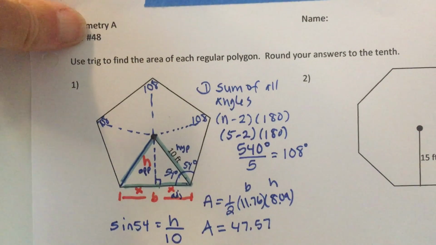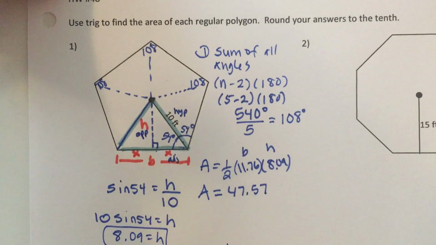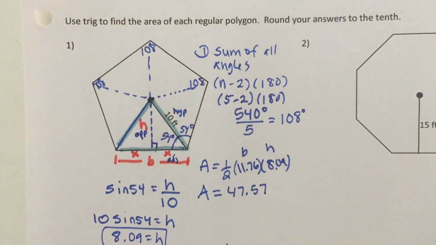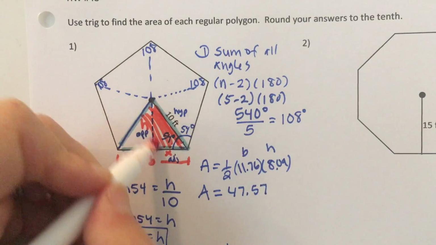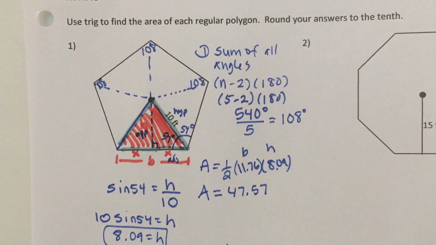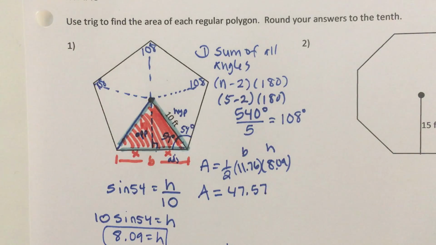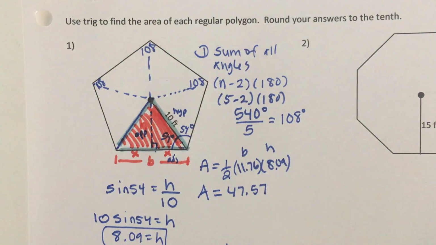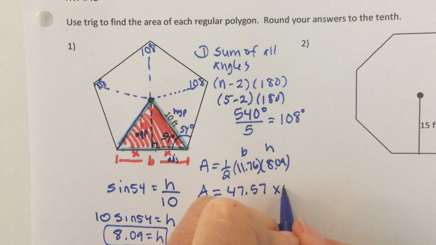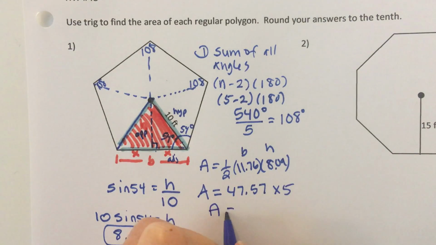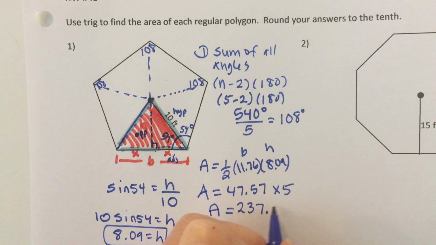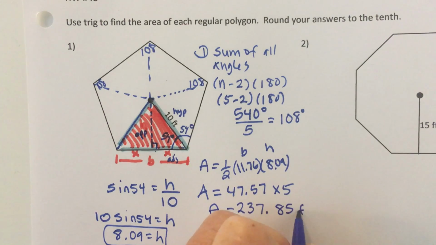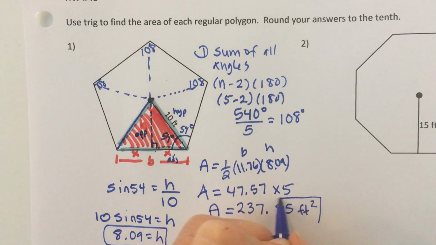But remember, let me show you my picture again. That 47.57 is only the area of that one triangle. And of course, there's 5 of those. So this is the area of one triangle, and you need to multiply that by 5. So the total area of the pentagon is 237.85 feet squared.